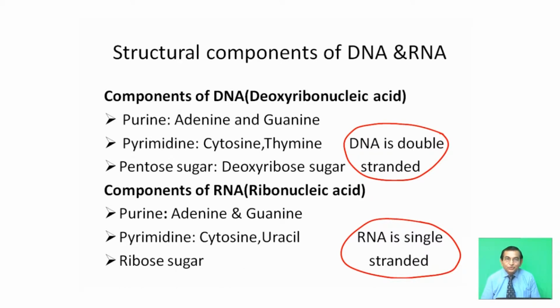DNA is double-stranded. On the other hand, components of RNA, that is ribonucleic acid, consist of purine, adenine and guanine, and pyrimidine, that is cytosine, and in case of RNA, thymine is replaced by uracil and a ribose sugar.